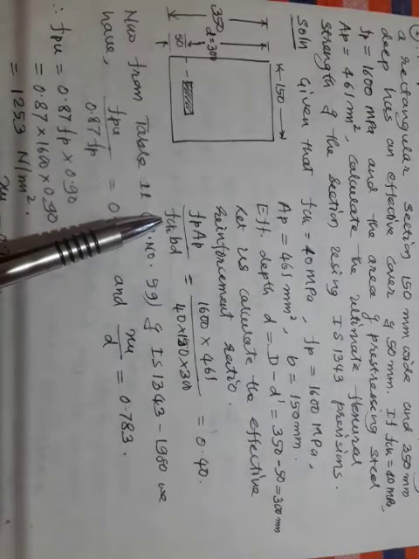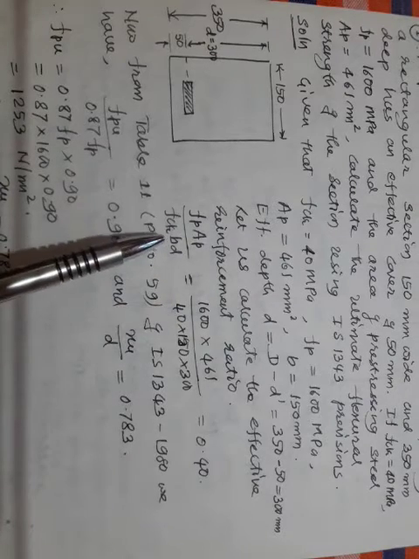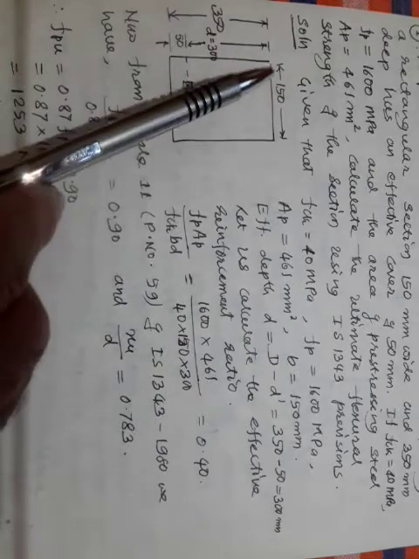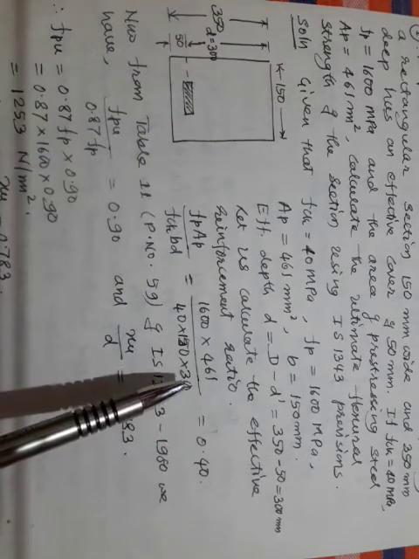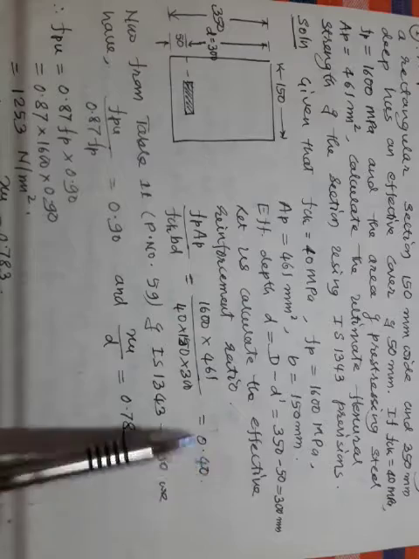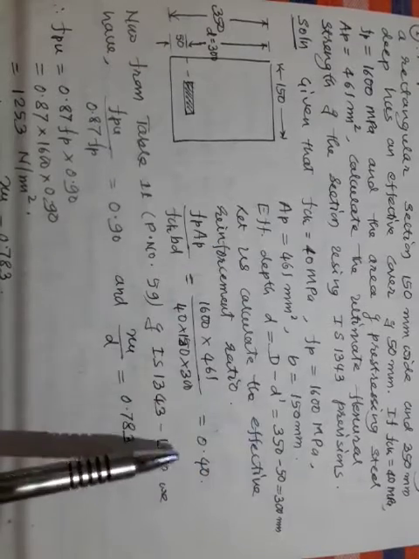FCK is the characteristic compressive strength of concrete. It is given 40 MPa. Breadth you know 150 mm, and D is the effective depth, that also you know 300 mm. So now this ratio works out to be 0.4. 0.4 is the effective reinforcement ratio.